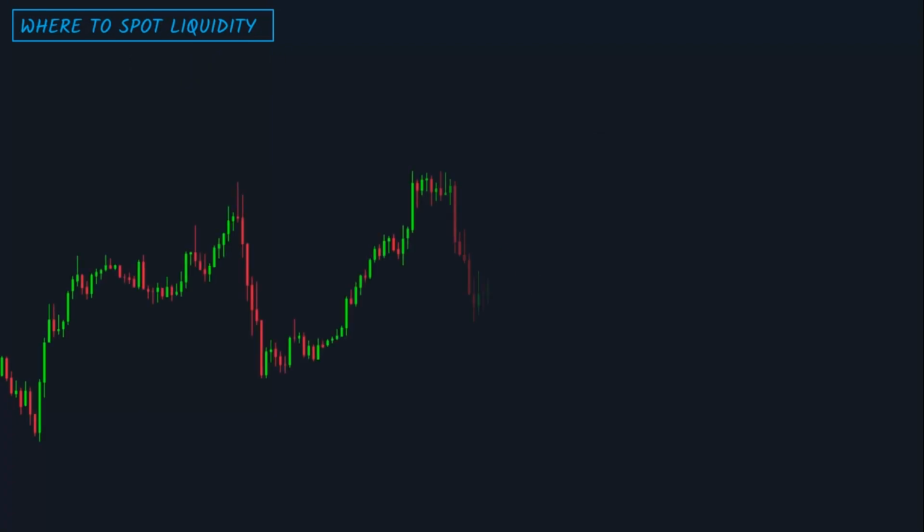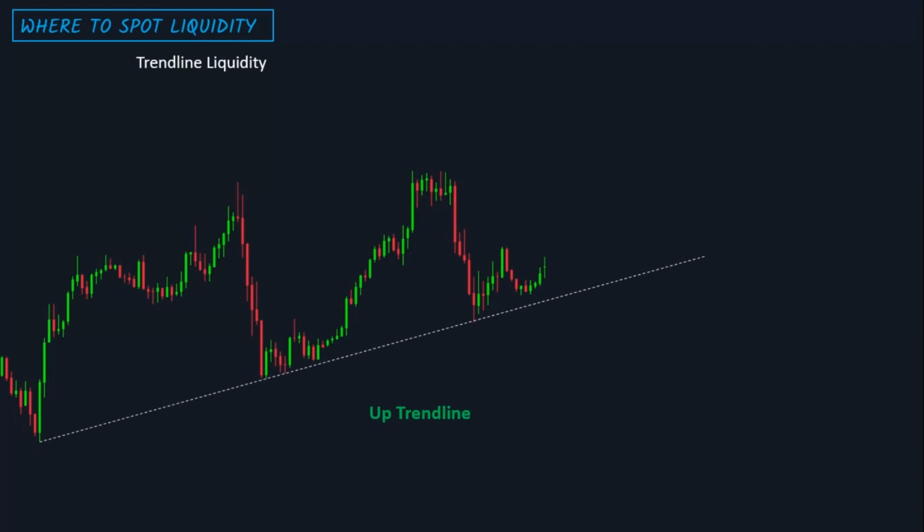Trendlines are another major source of liquidity in the market. A trendline becomes valid only when it has at least two confirmed touches, and once established, it attracts two distinct groups of traders. This is exactly what creates liquidity on both sides of the line.